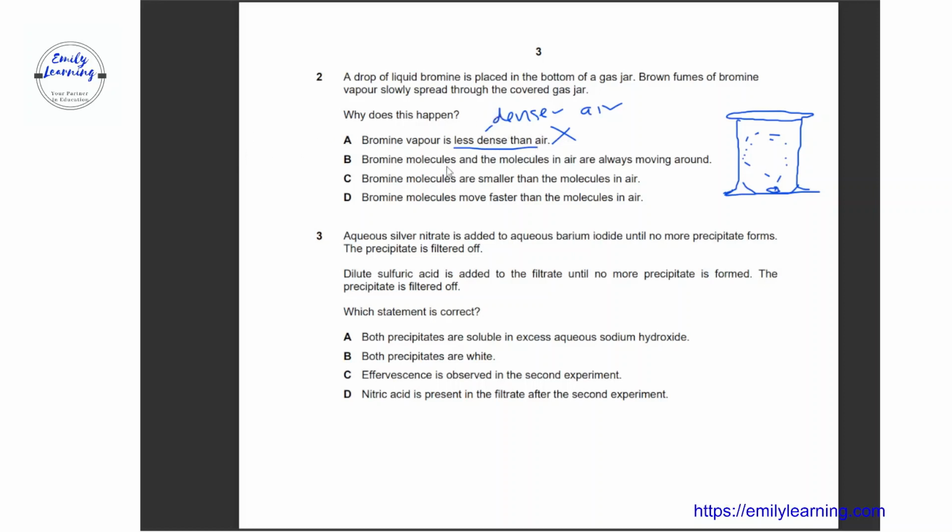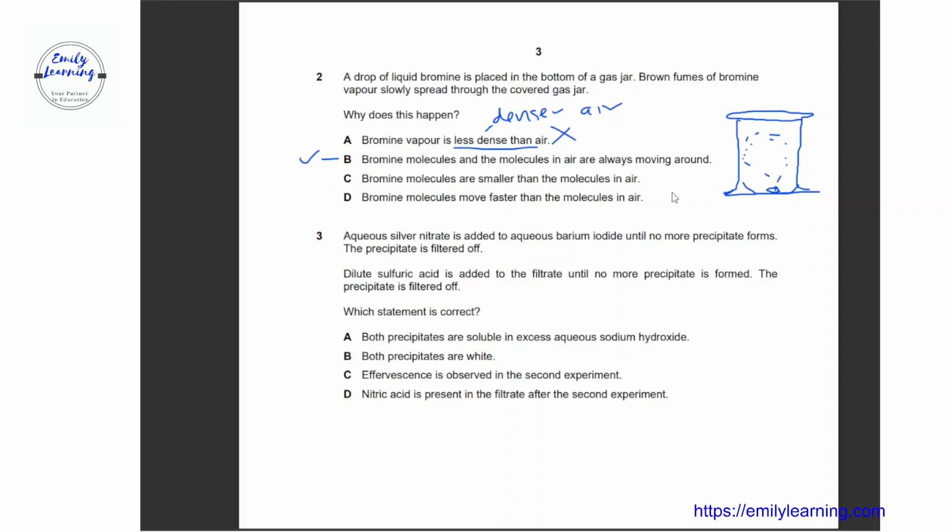Moving on to B: bromine molecules and the molecules in the air are always moving around. Yes, for gas particles, they are always moving around. So B is correct. But let's check C as well as D. C says bromine molecules are smaller than the molecules in air. No, the size of the molecule depends on many factors.